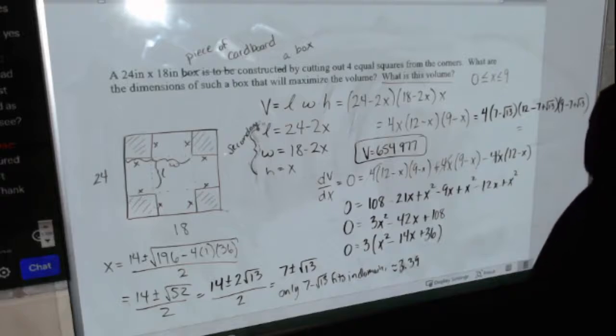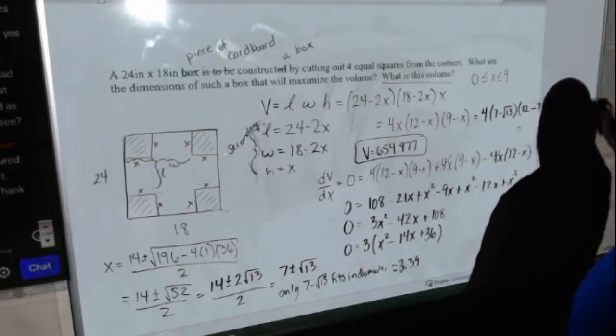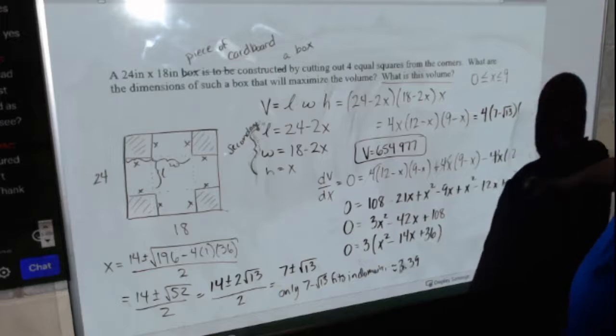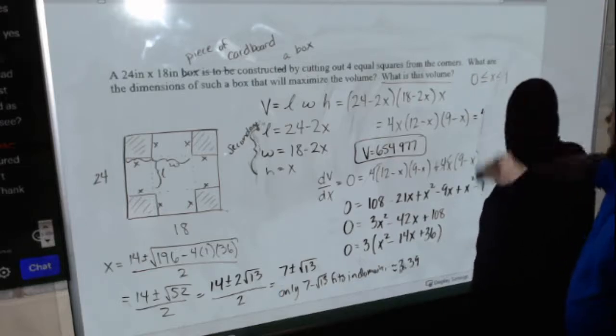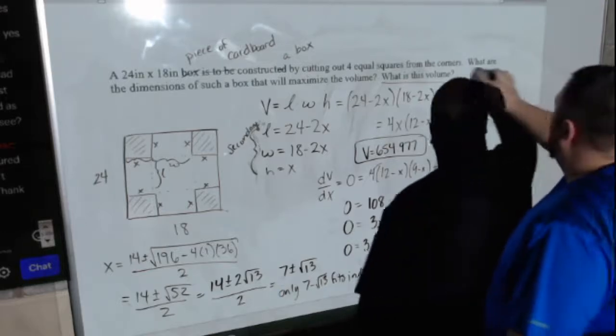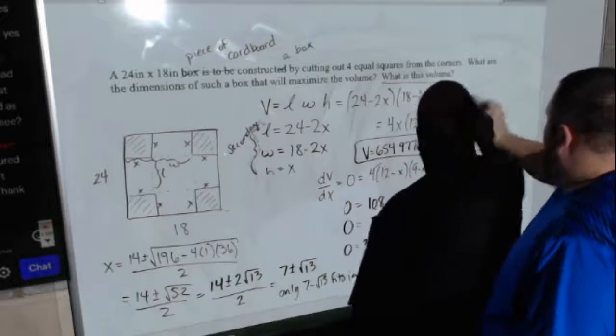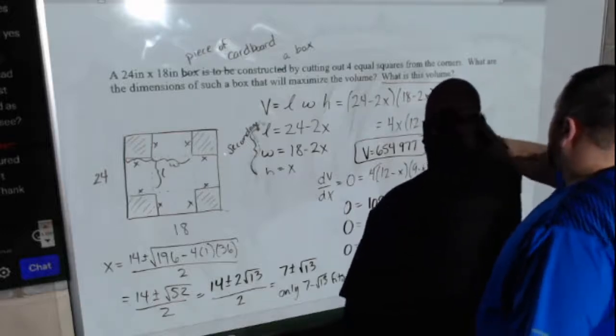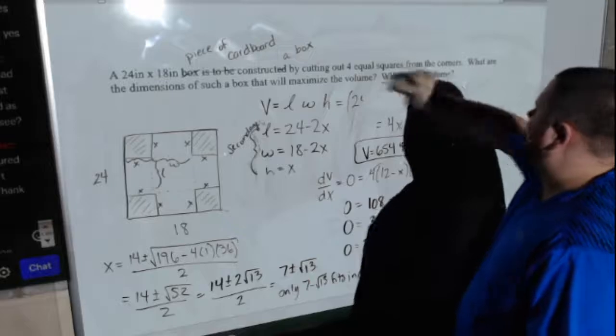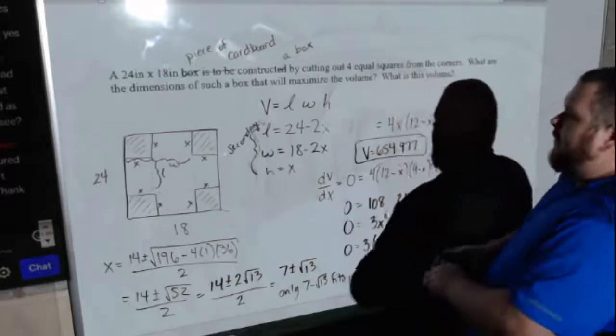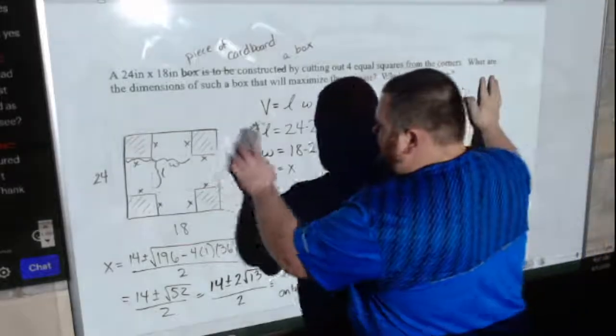So that's the last one of these problems I'm going to do for you guys today. If you want, I can do another one of the graphing problems. Does anybody have a particular one they want to see? If not, I can grab one out of the textbook real quick.